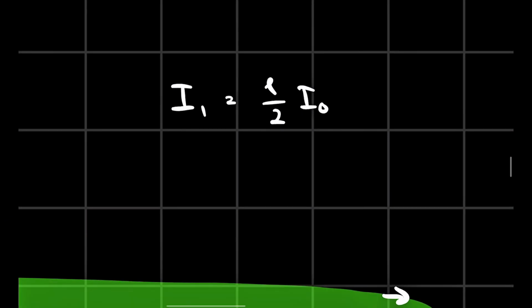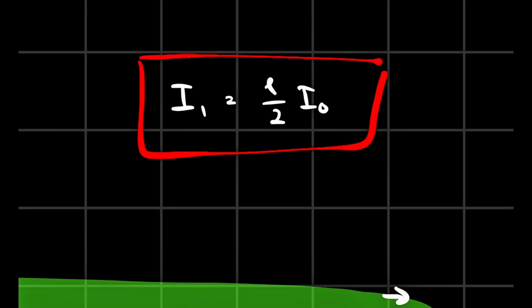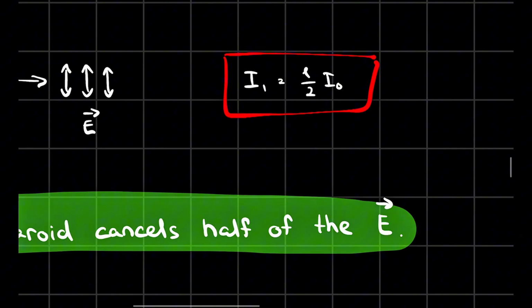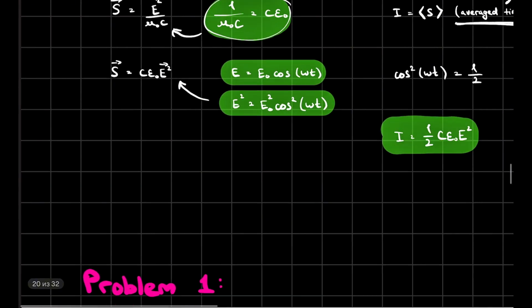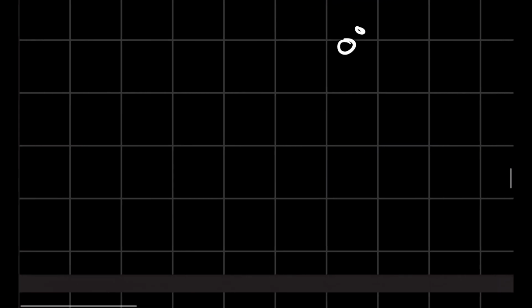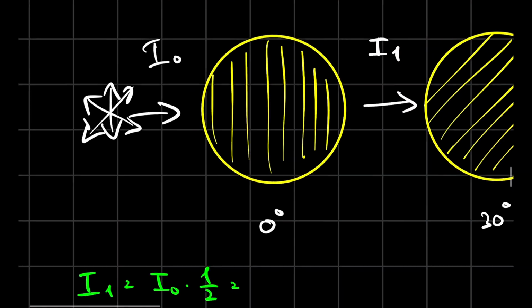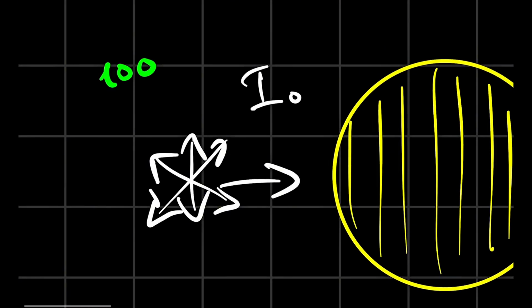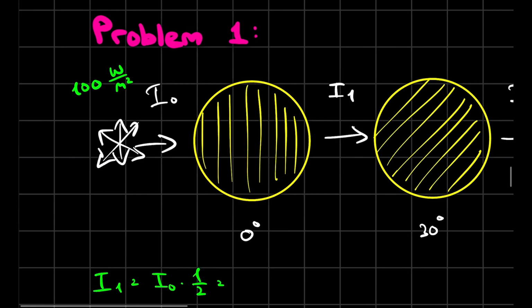Okay, look at this one. This would be important to us. Intensity 1 will always be half of intensity 0 at any angle. We have already discussed it, so I don't need to waste any time proving it. It is intensity 1 equals intensity 0 multiplied by 1 divided by 2. So for convenience, let's say intensity 0 is 100 watts per meter squared.